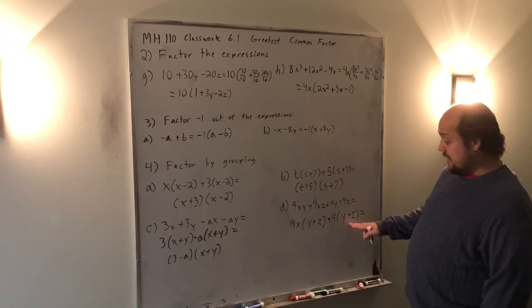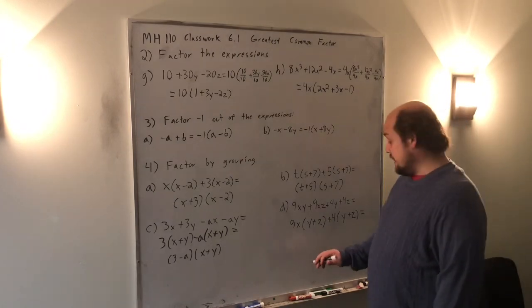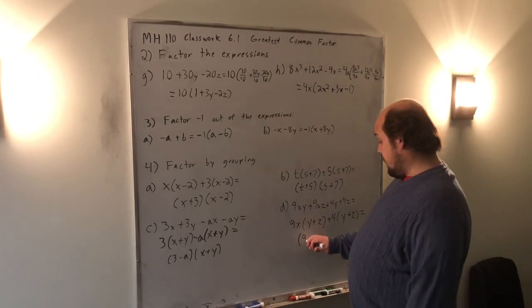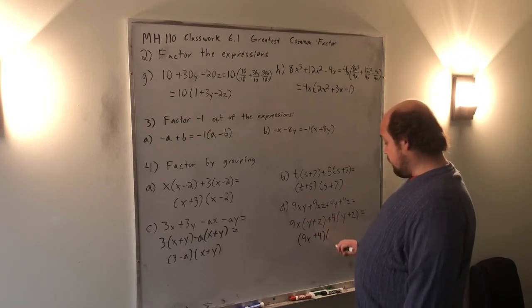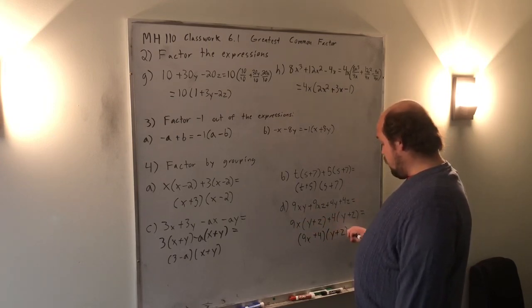Since I have the same second parentheses, I can organize this as 9x plus 4, the outsides, times that repeated parentheses, y plus z.